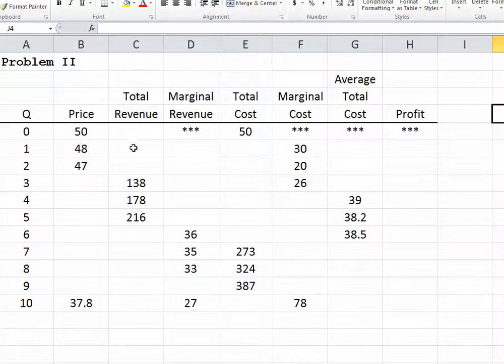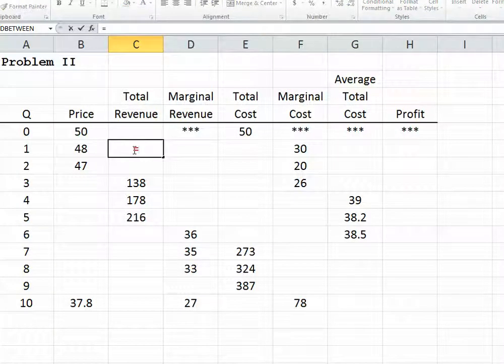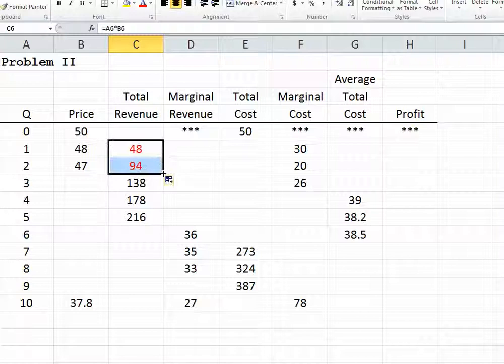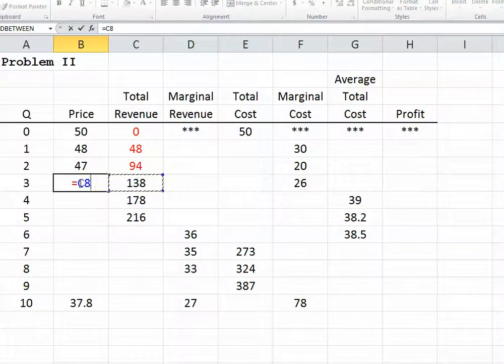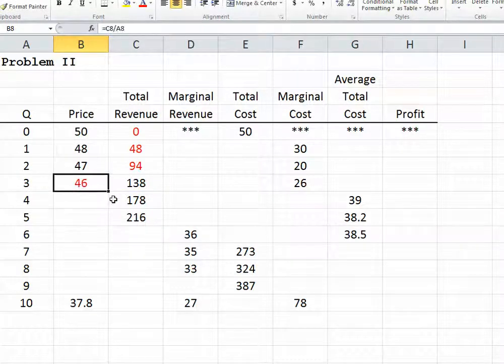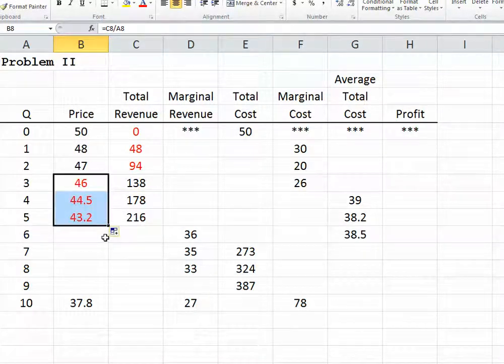So total revenue is just P times Q. So you can just figure it as that number times that number. So there are those two total revenues. And of course, when Q is 0, total revenue is 0. So that's that. And then in this case, you're given total revenue and you're working back to find the price. So this would be total revenue divided by the number of units that you had. So that gives us those three numbers.